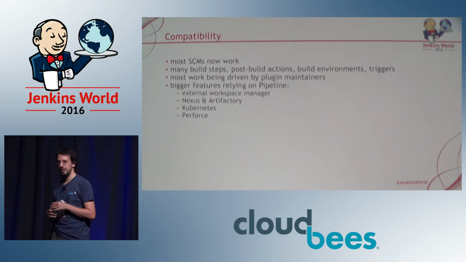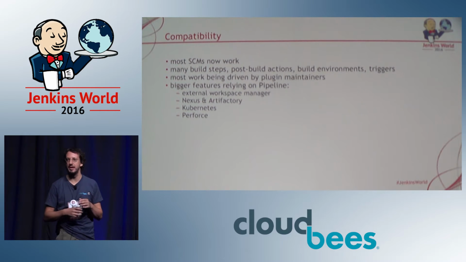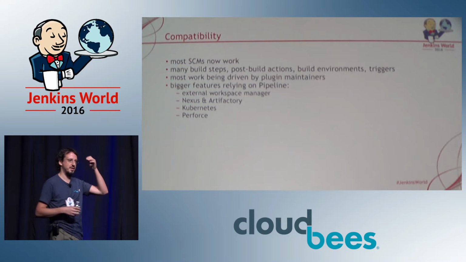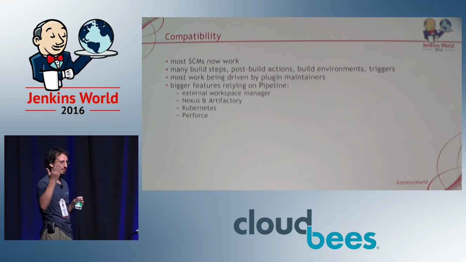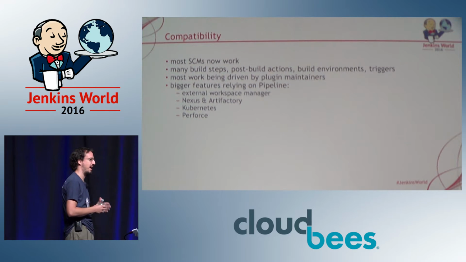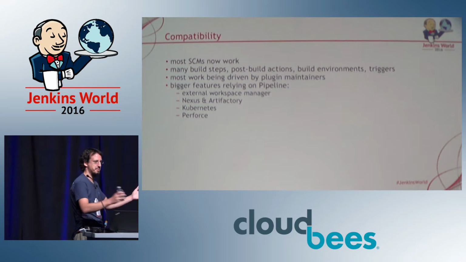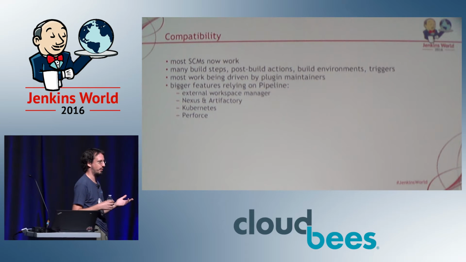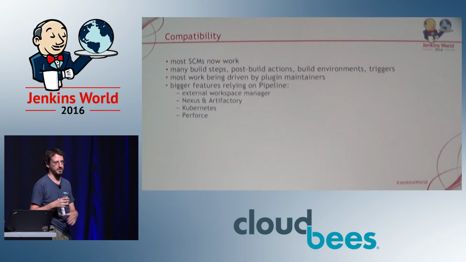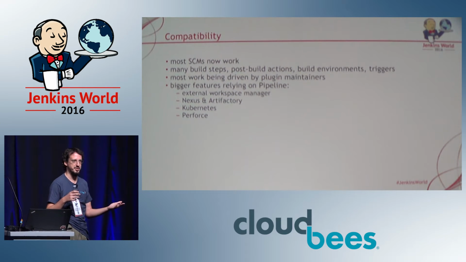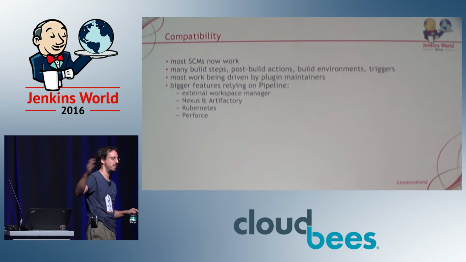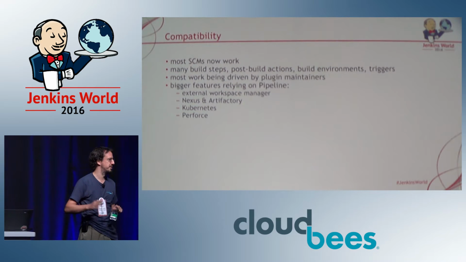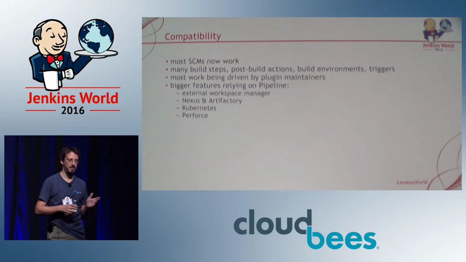So we had a lightning talk yesterday about an external Workspace Manager plugin that tries to solve a long-standing problem that some people have when they have enormous workspaces, especially people who are keeping a source tree that they're building, say, with Make or something, with 12 gigabytes of data, and they want to carry it across different long-running parts of a build pipeline. That's always been hard in Jenkins.